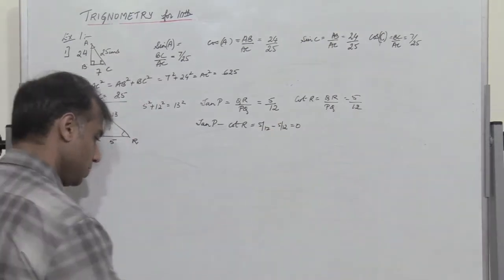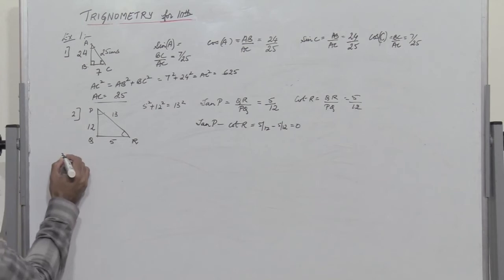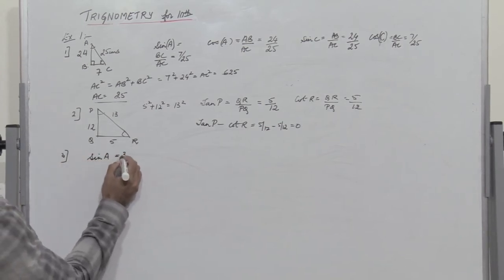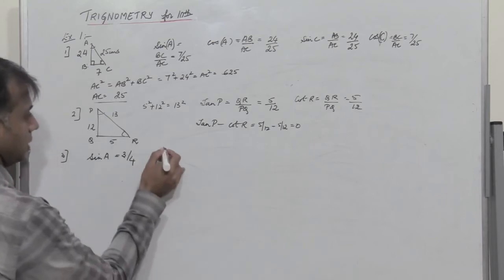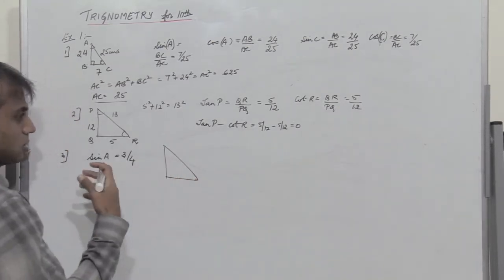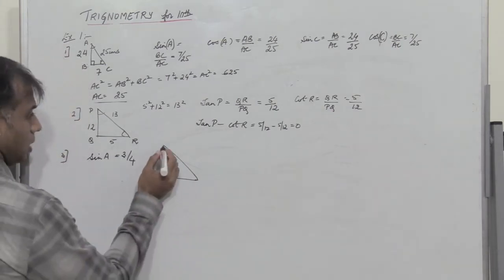Very simple problem. Next, moving on with the third problem, which states that sine A is 3 by 4. Right, so we need to find cos A and tan A. Now what is sine A? Let's draw a right angle triangle. Whenever sine or cosine or tan is given, the best thing is to draw the right angle triangle, right?